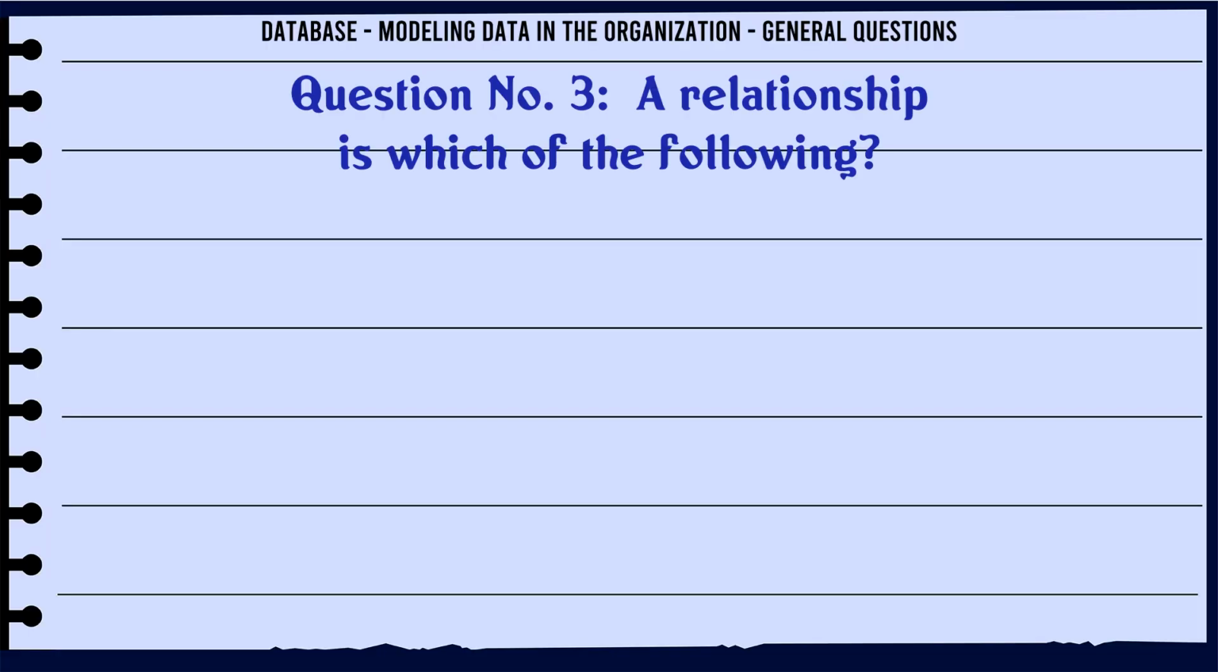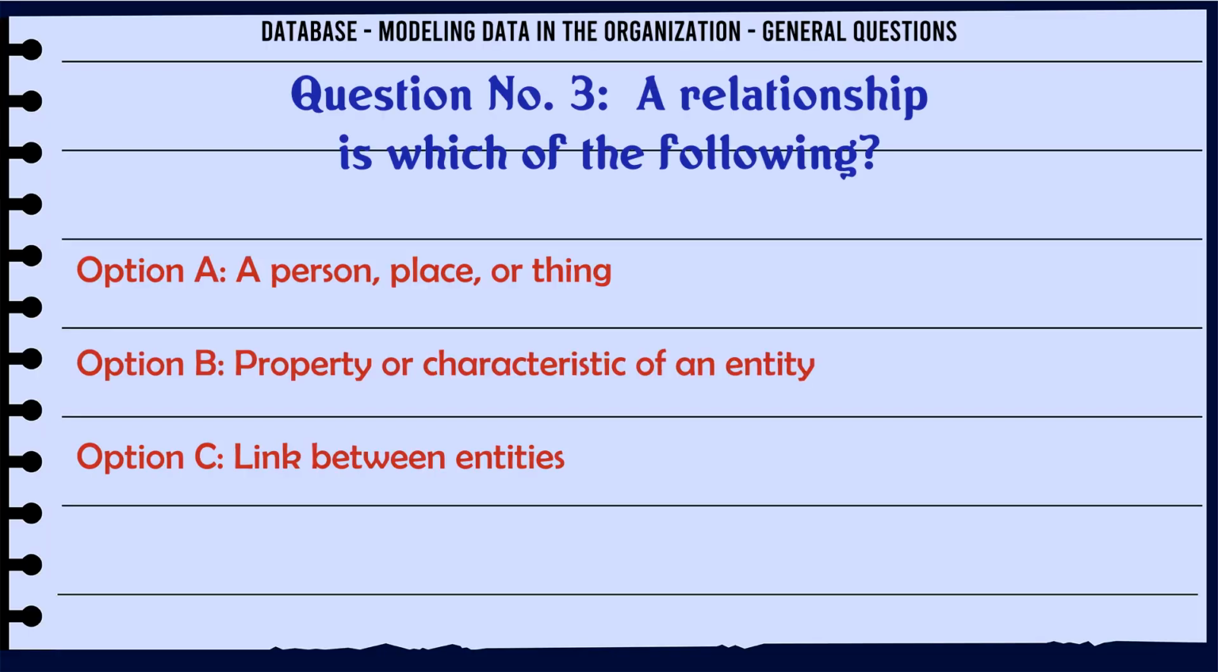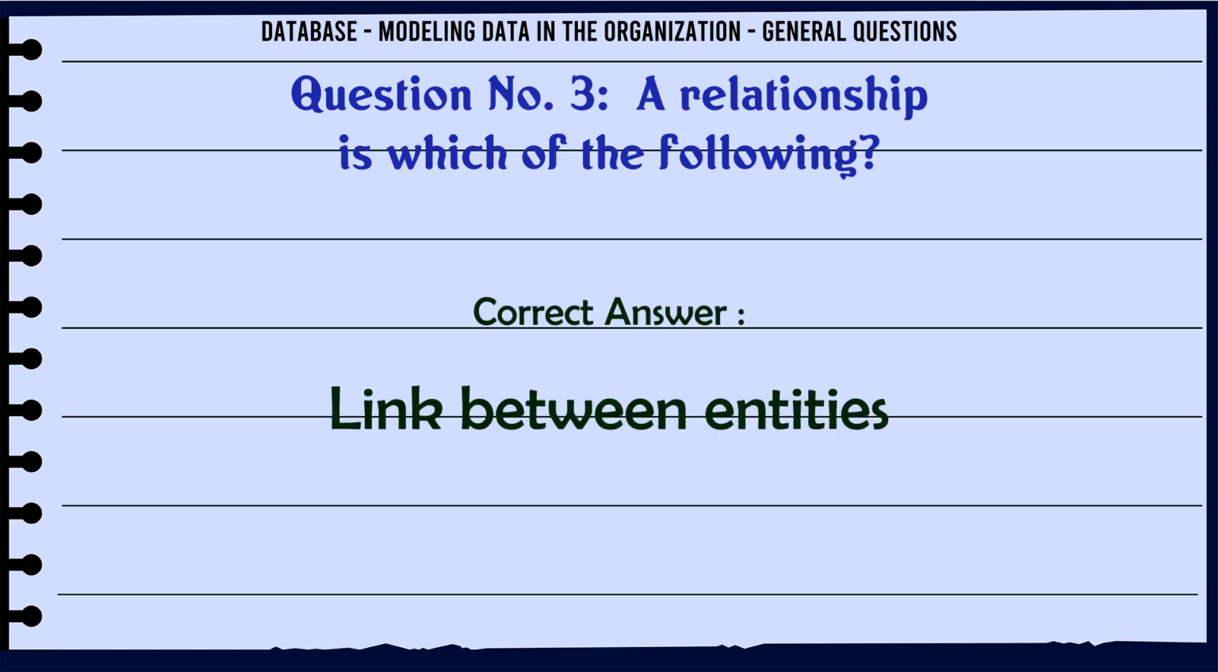A relationship is which of the following? A. A person, place or thing. B. Property or characteristic of an entity. C. Link between entities. D. Weak entity. The correct answer is link between entities.